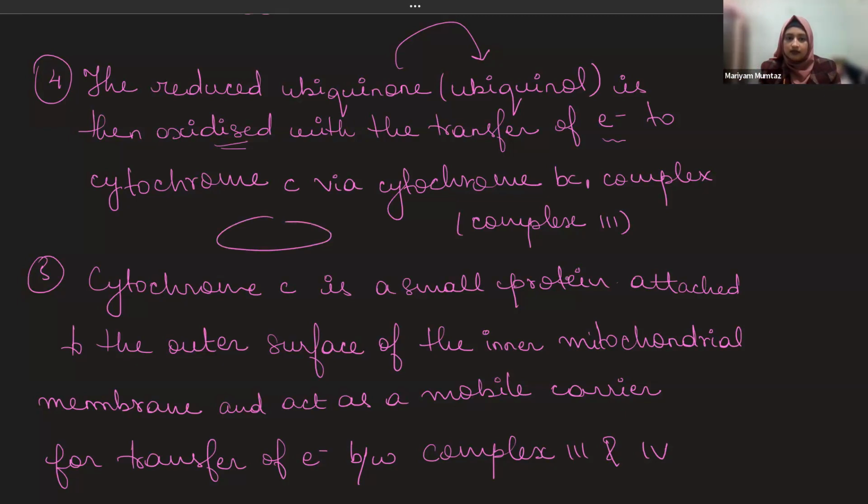Meaning like this is the outer membrane, right? This is the inner membrane, right? So on here, the cytochrome C is present, on the outer surface of the inner mitochondrial membrane. And this cytochrome C acts as a mobile carrier. Mobile means anything that can move, has movability.